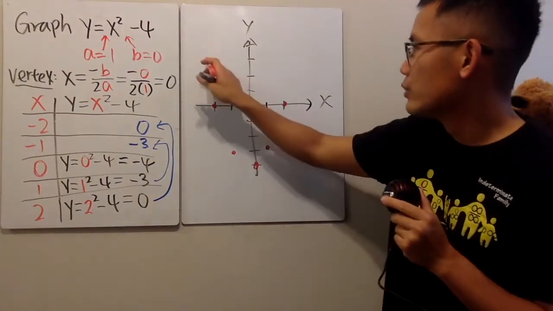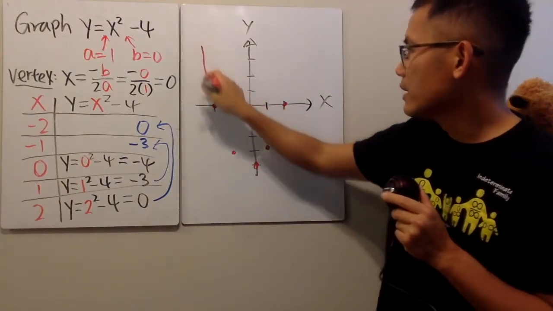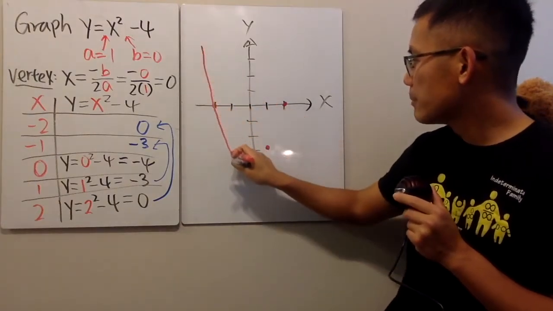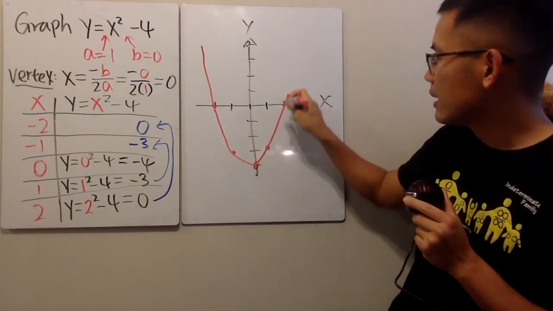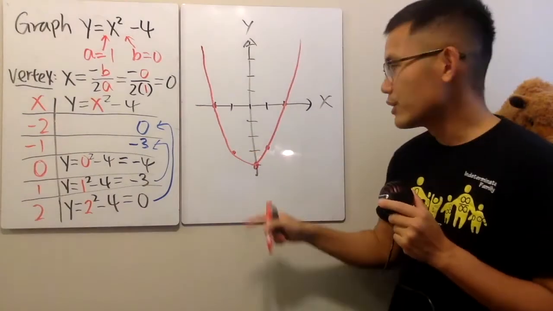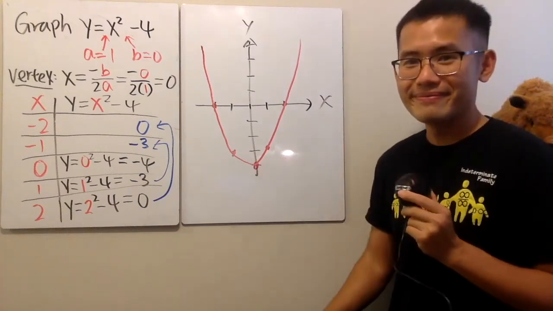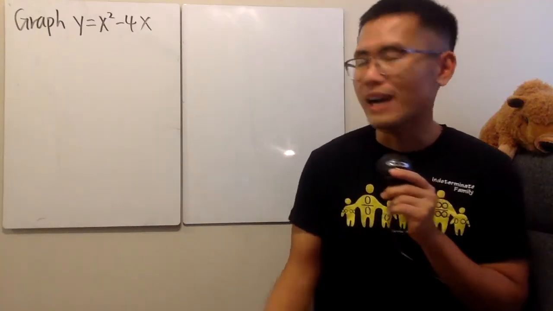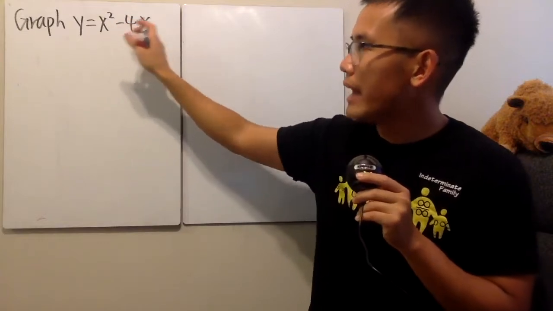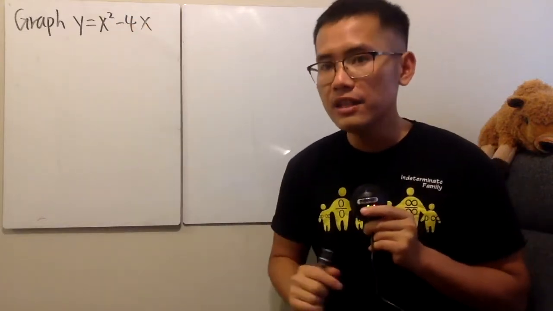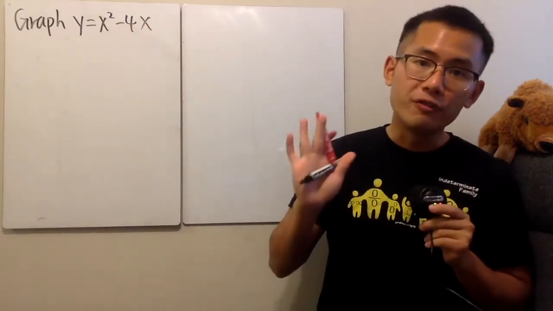And lastly, we just have to make our graph. This is a happy face parabola. Like that, right? So again, this is pretty much it. And yeah, here's the graph for it. Here we are going to graph y is equal to x squared minus 4x. Again, find the vertex first and then make a table of 5 points.